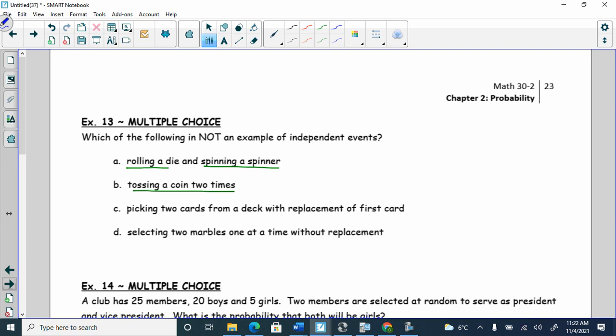Okay. C. Picking 2 cards from a deck with replacement of the first card. Does the second one depend on the first if I replaced it? Nope. So this one's independent. Selecting 2 marbles one at a time without replacement. Without replacing it means it depends. So it's a dependent event. So multiple choice, it says not an example of an independent event. So it would be D, because this one is dependent.